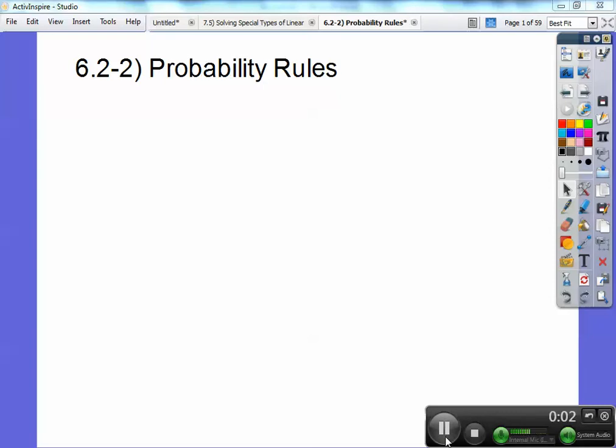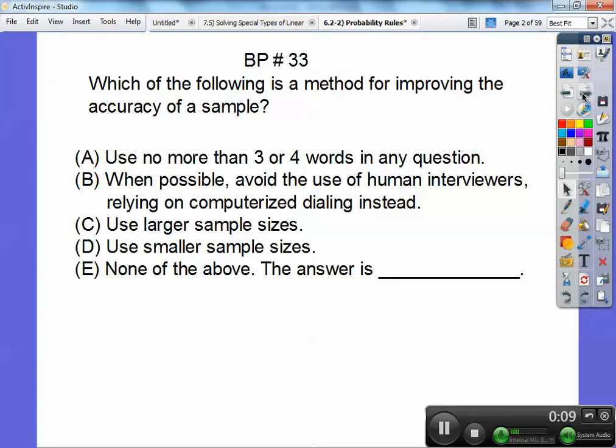All right, you guys, this one's on, sorry, I said that loud. Probability rules. My students said this is not online, so I'm putting this on. I should have done this a couple of years ago, so I'm a little behind on this lesson.